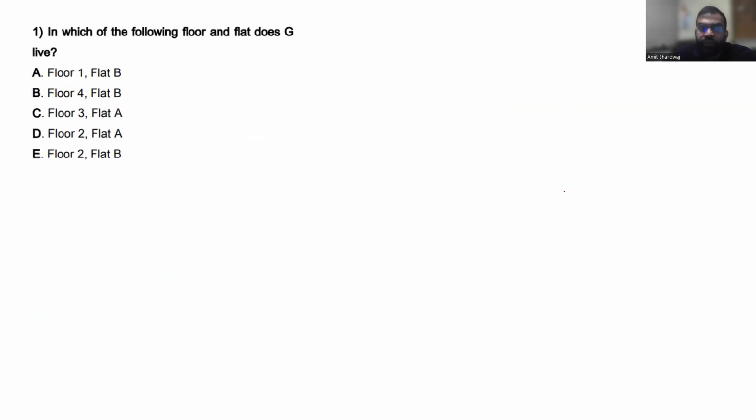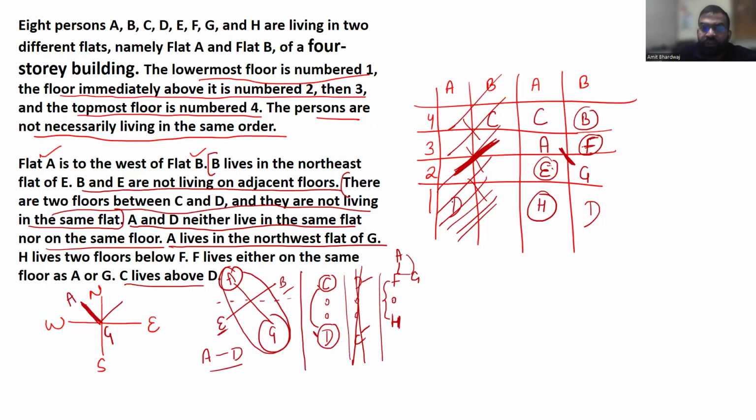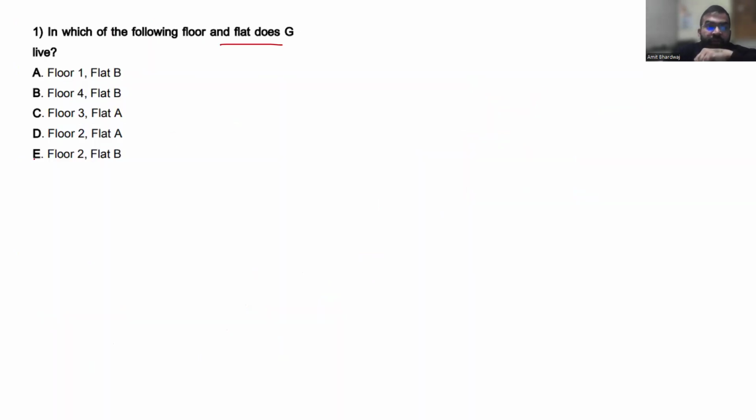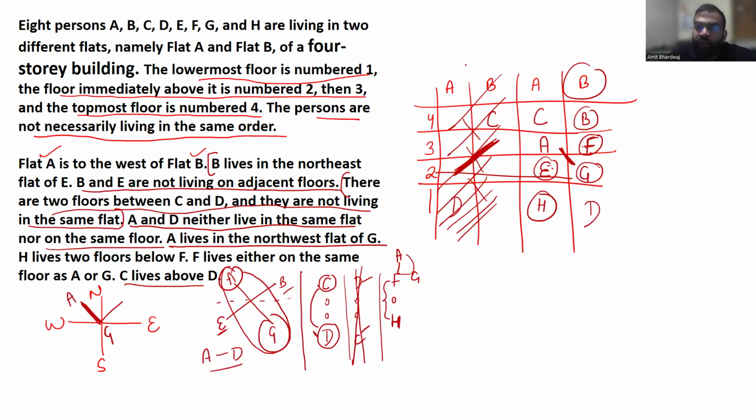And if you look at the question, in which floor and flat does G live? So for G, this is the second floor and flat B. Means option number E, and that is the answer. And finally, the solved puzzle is in front of us. Maybe you will see various difficulty scenarios, but this is the way that you can use. Just do more and more practice of this type of questions, then you will get to know how to approach puzzle questions.